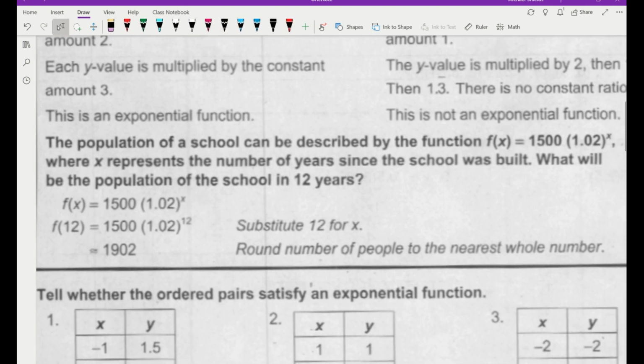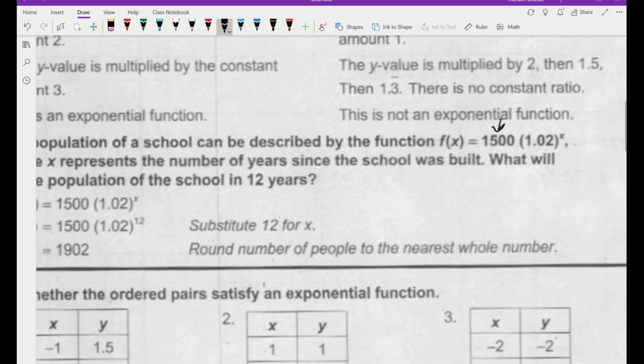The population of a school can be described by the function f of x equals 1,500 times 1.02 to the x. Now this is the starting number. There must have been 1,500 students in the school at the beginning. And it's growing because the base is greater than 1. See this 0.02 here? Greater than 1 means it is growing, and it's actually growing at 2% a year. That's what the 0.02 means. So it's growing at 2% a year.